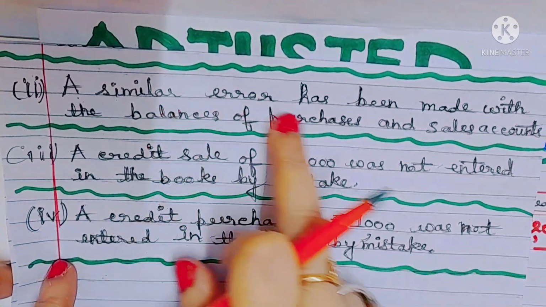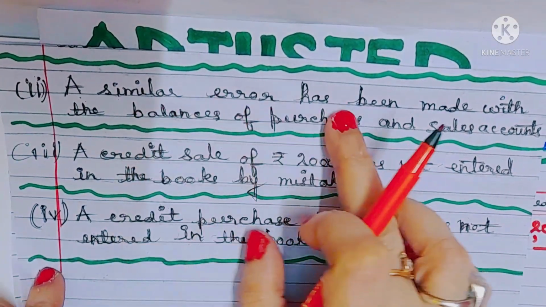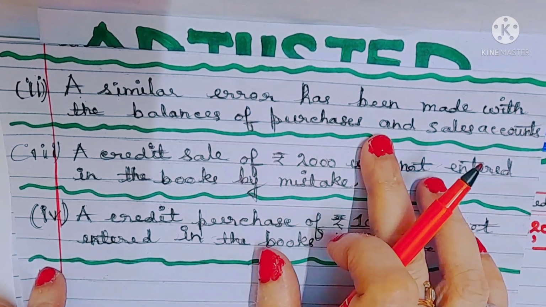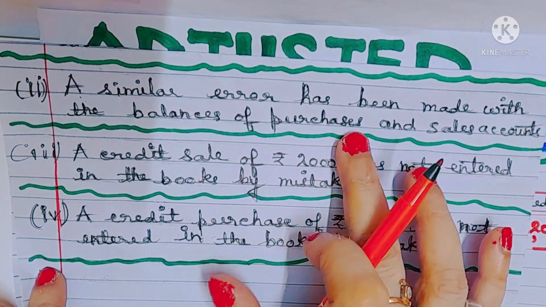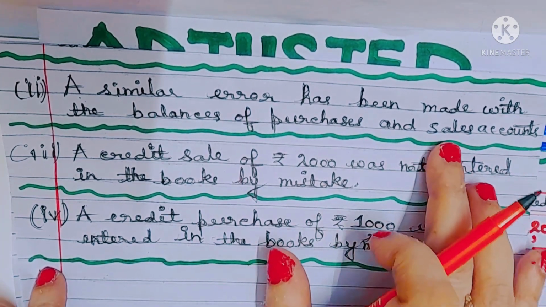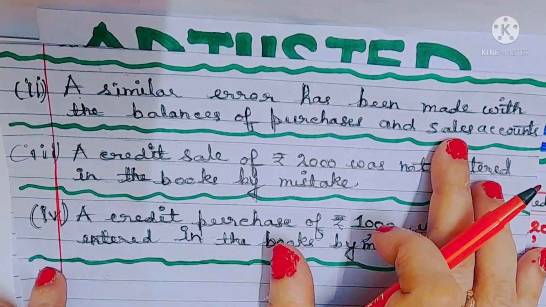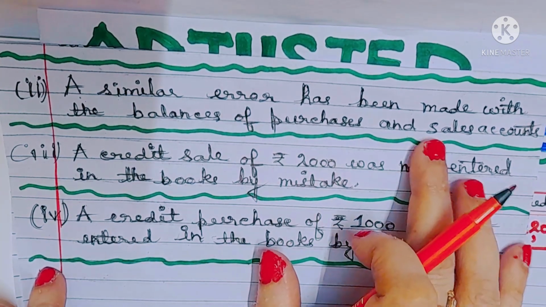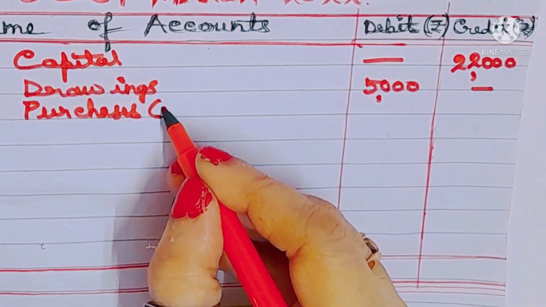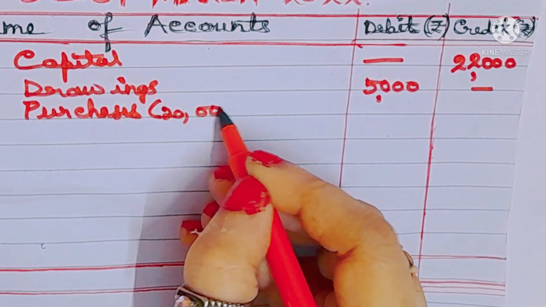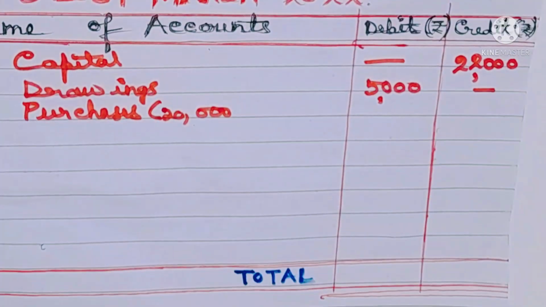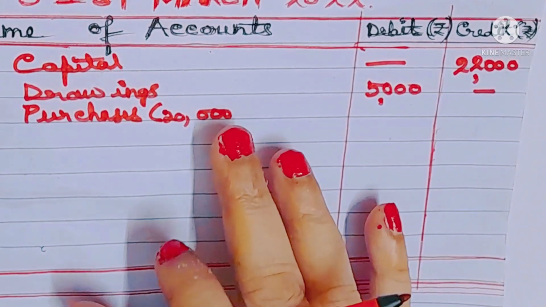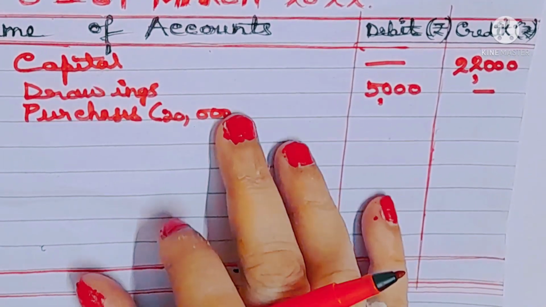See, a similar error has been made with the balances of purchases and sales account. That means interchange. So the sales amount will go to purchases, and the purchases amount will go to sales. Sales is rupees 20,000, so 20,000 will be purchases, and purchases of 10,000 will be sales. Okay, let's write purchases 20,000. We won't close purchases because there will be other adjustments also. Let's see the next account.